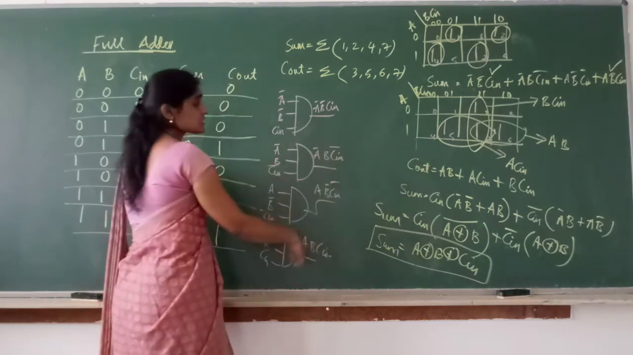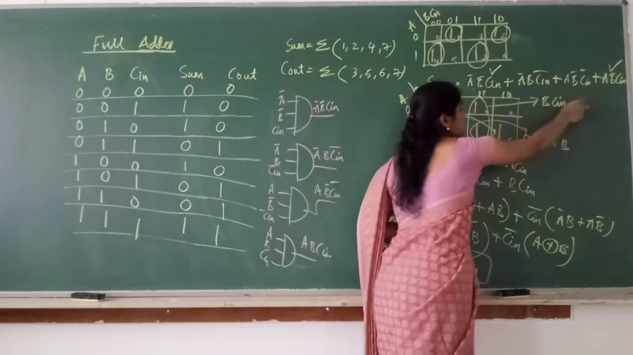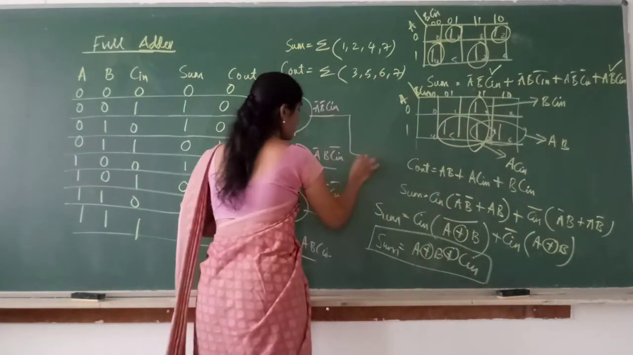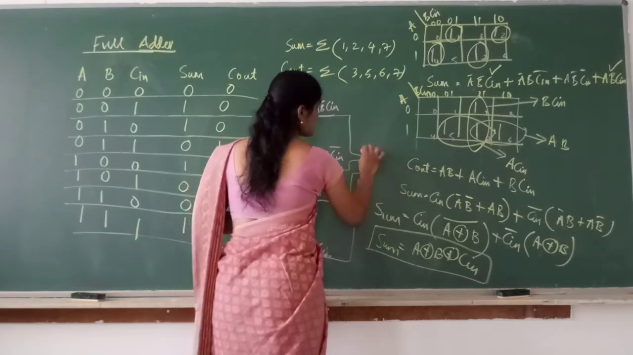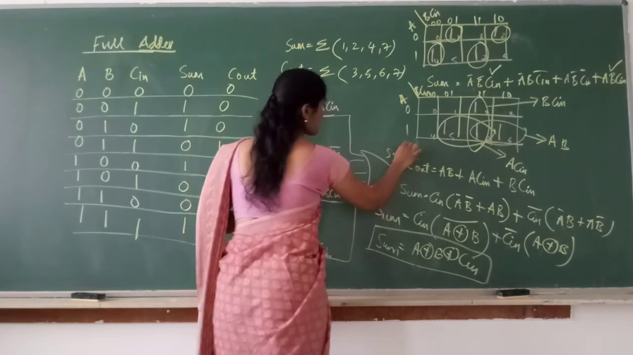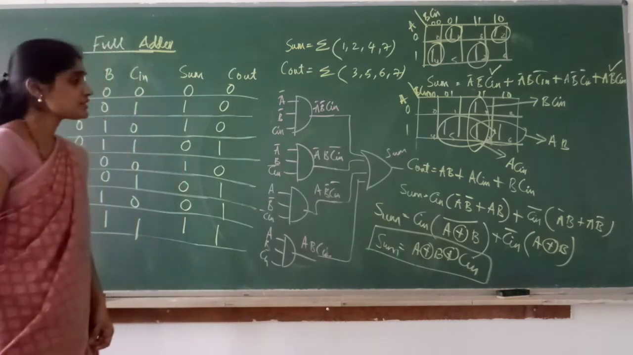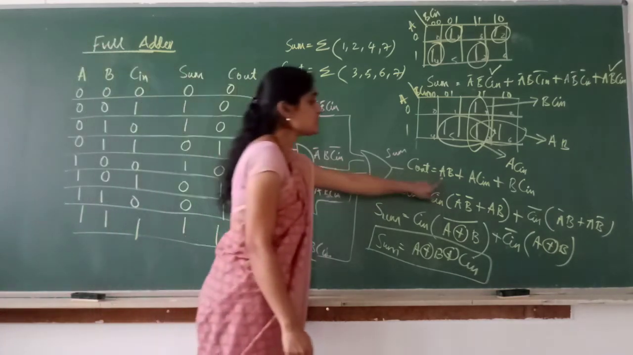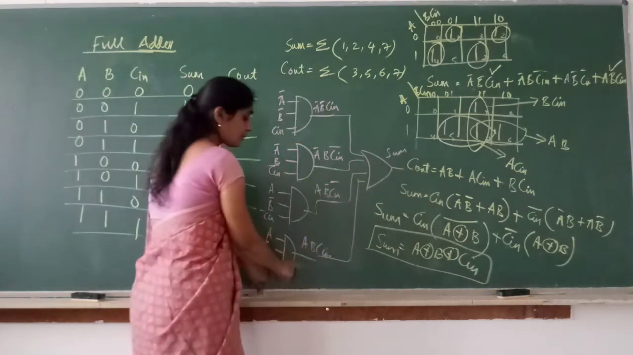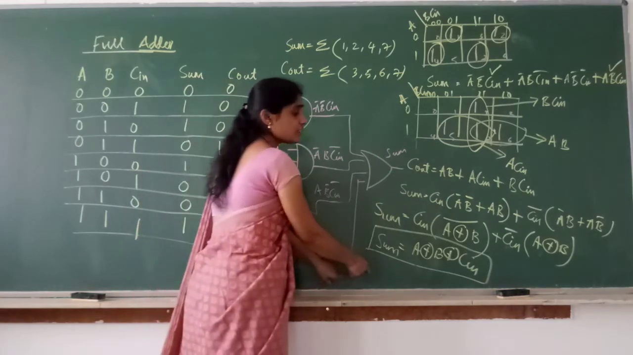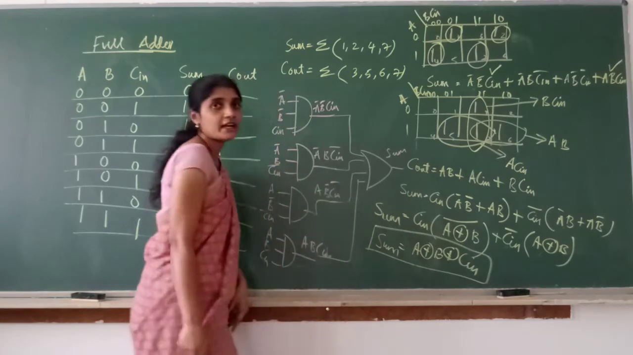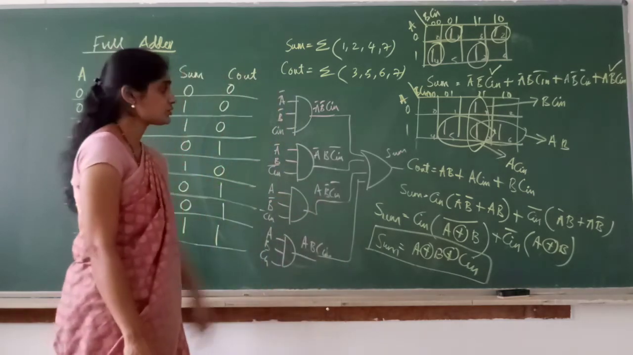And between all these terms I have plus, plus, plus. So give all the four to an OR gate. So this will be what? Sum. This will be the circuit for sum. Same way you can even write the circuit for carry. A B one AND gate, A C in one AND gate, B C in one AND gate. Give that to an OR gate, you get the output of carry out.